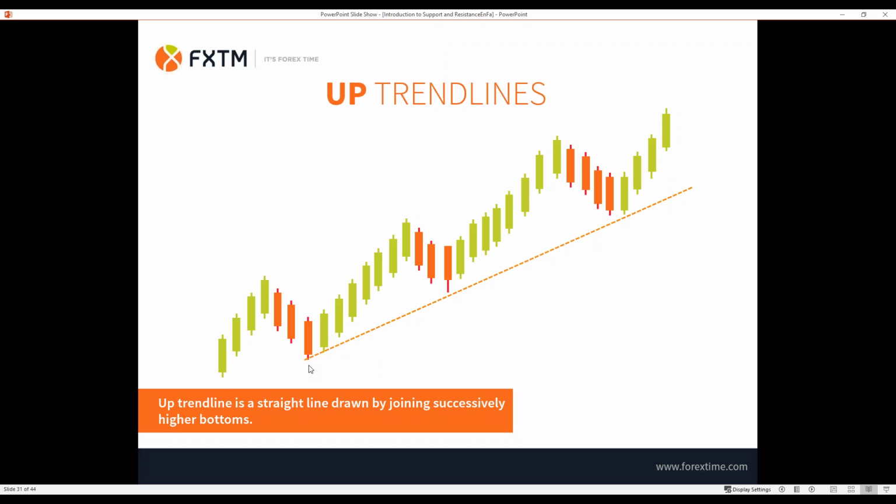So why are we discussing the uptrend line? Because the uptrend line serves as a support area. So you see prices find support on the uptrend line and they bounce up. They come down, they find support and they bounce up. They come down, find support and they bounce up.